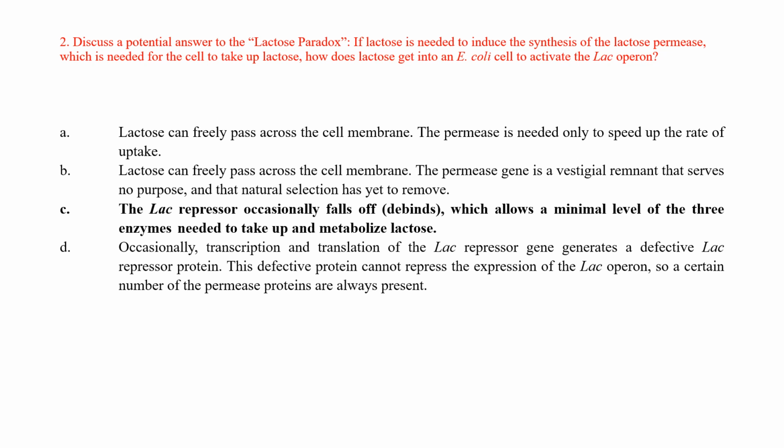The lac repressor occasionally falls off or debinds, which allows a minimal level of 3 enzymes needed to take up and metabolize lactose, and those 3 enzymes being the beta-galactosidase, the lactose permease, and the transacetylase.